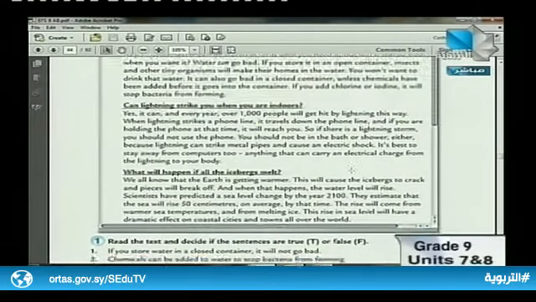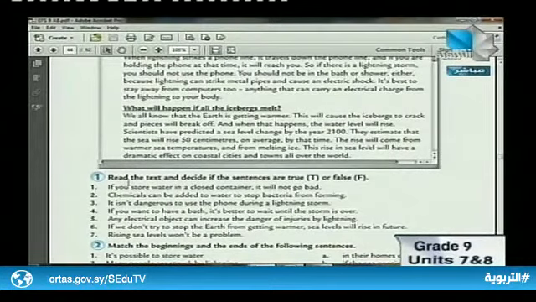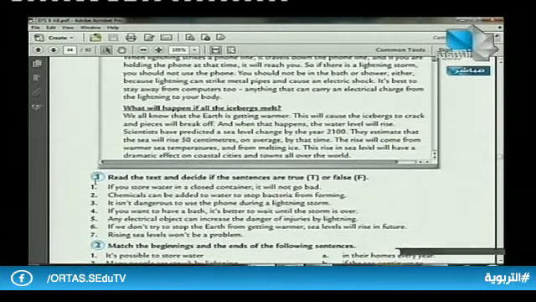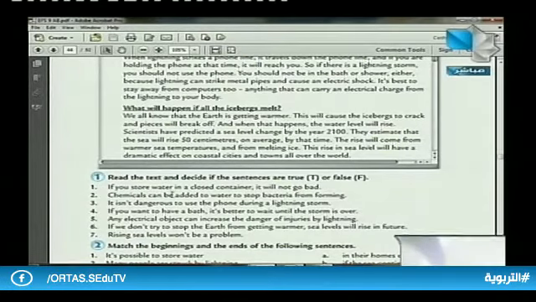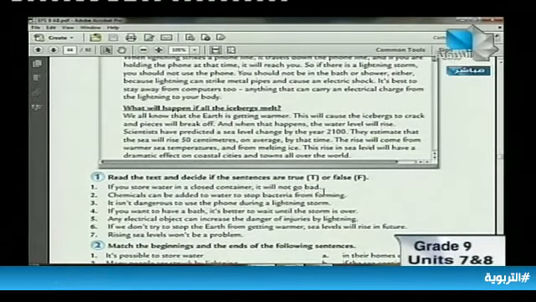Thank you very much. Let's try to do exercise 1 about the 3 texts, please. False sentences. Read the text and decide if the sentences are true or false. Number 1, if you store water in a closed container, it will not go bad. Of course, it's false. As we said, it can go bad. Number 2, chemicals can be added to water to stop bacteria from forming. It's correct. True. Number 3, it isn't dangerous to use a phone during a lightning storm. It's false. It's dangerous.